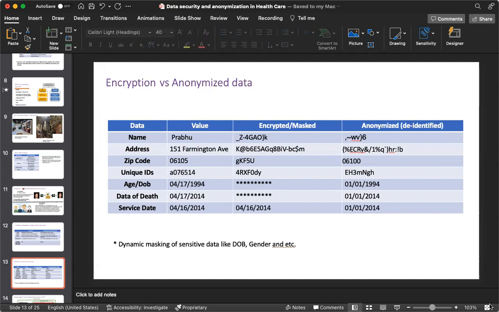We use format preserving encryption using the FF1 algorithm, which is patented and used by Voltage. The next one is date of birth or age and service date. In certain cases we won't encrypt the date of service, but we always mask age.